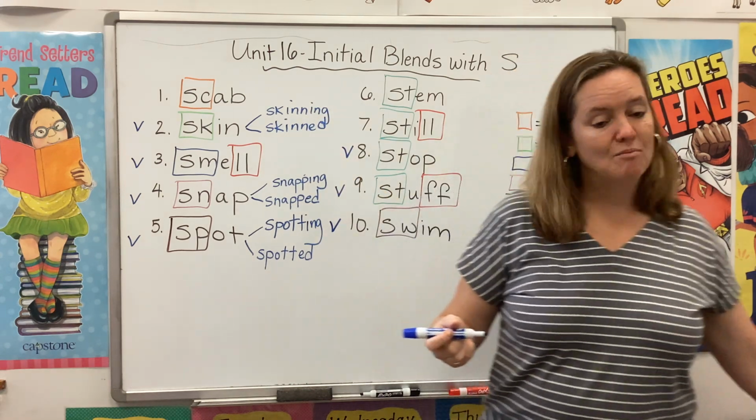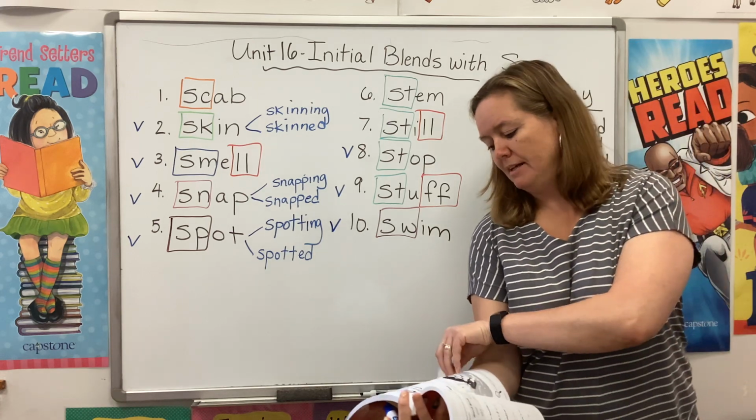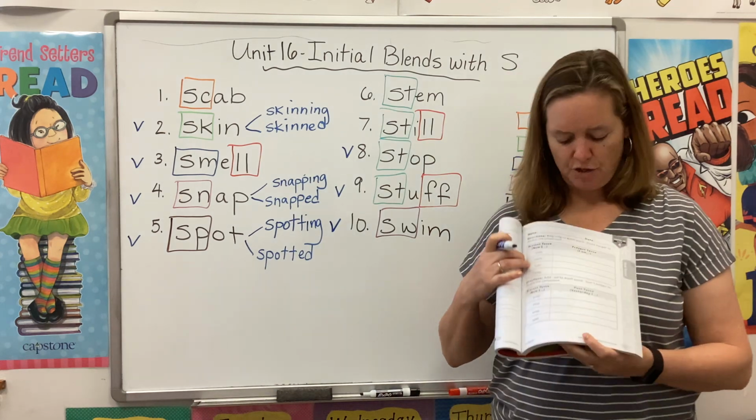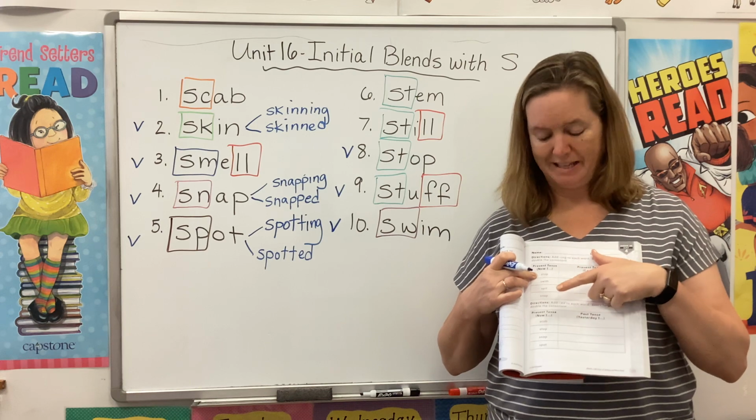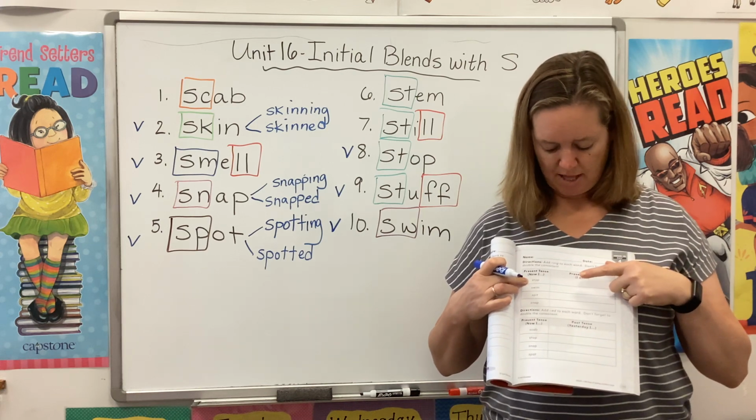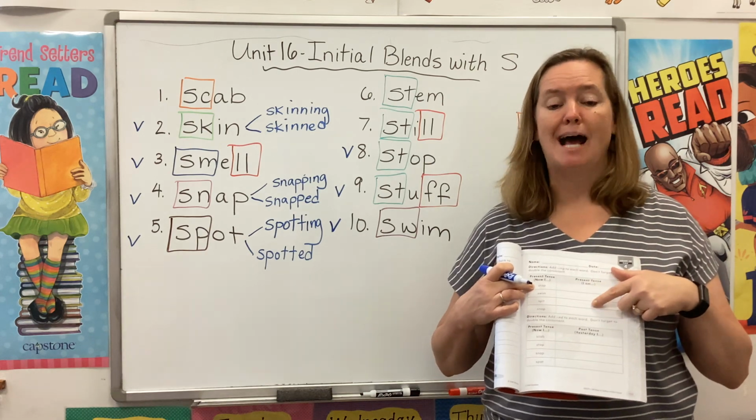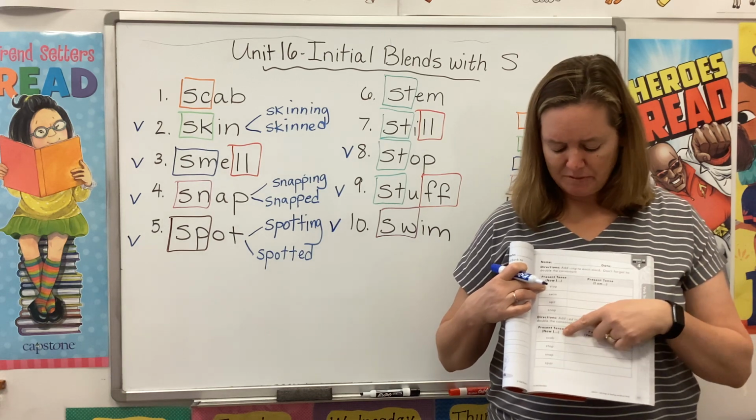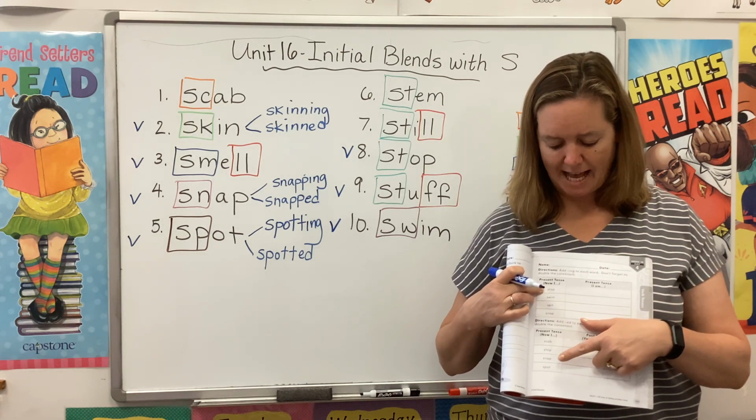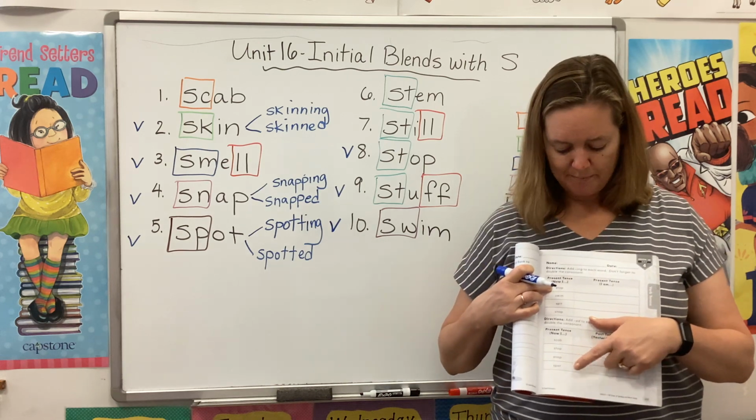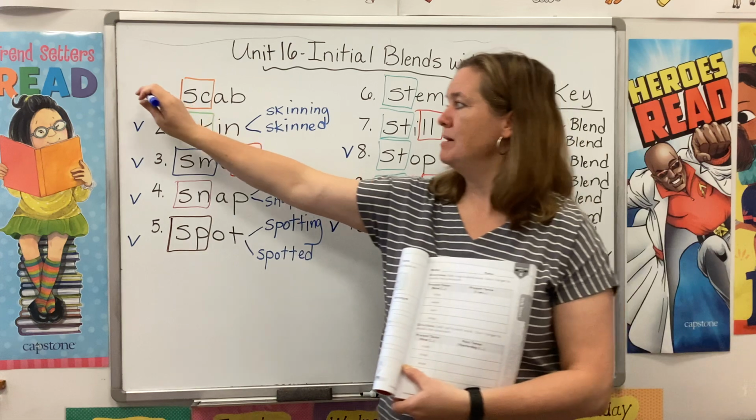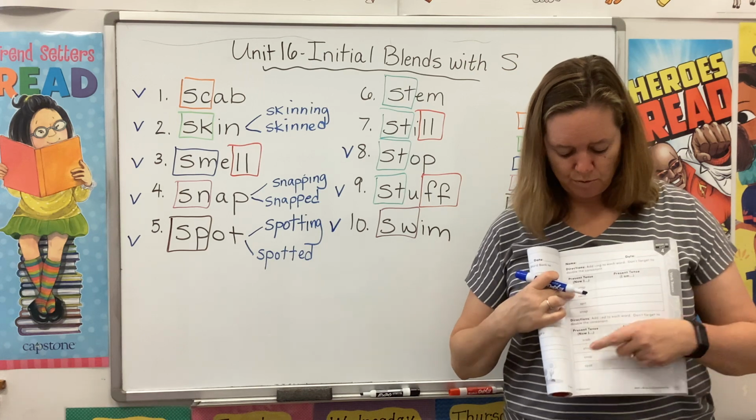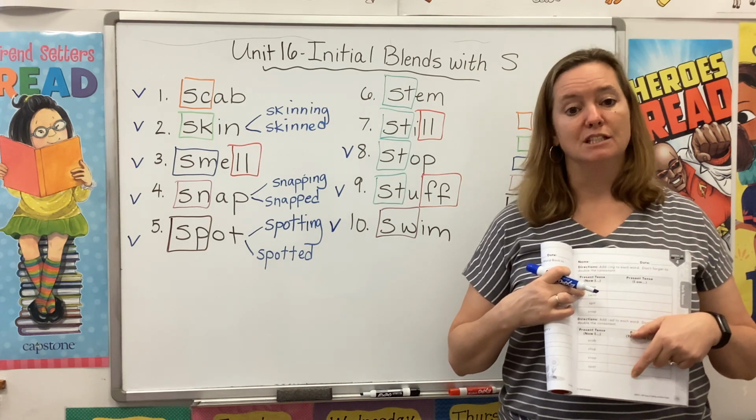Okay? You're going to have more practice with this when you get to page 105. You're going to take the words stop, swim, spit, and snap, and you're going to change them to stopping, swimming, spitting, snapping. You will double the consonant before you add ing. On the bottom of the page, you have scab, stop, snap, and spot. I guess you can use scab as a verb, right? Like a cut can scab over. You're going to change it to scabbed, stopped, snapped, and spotted.